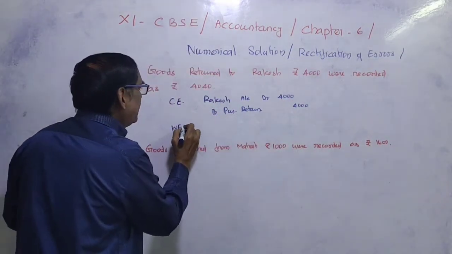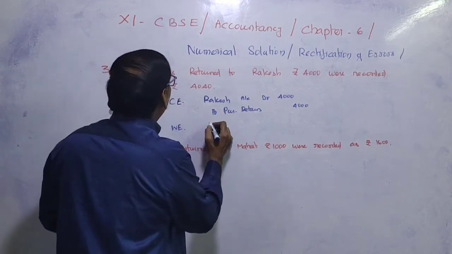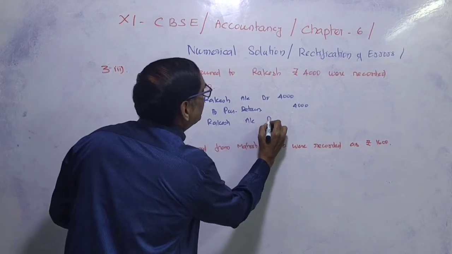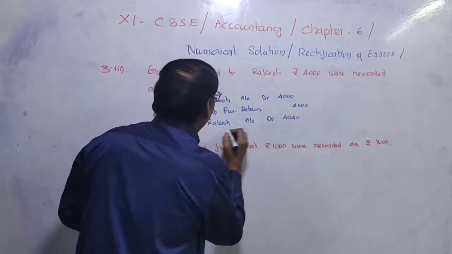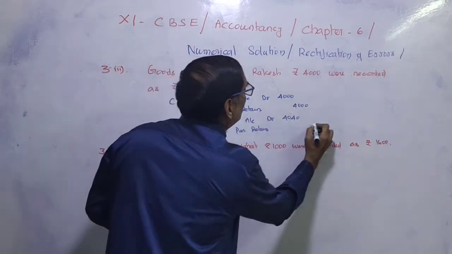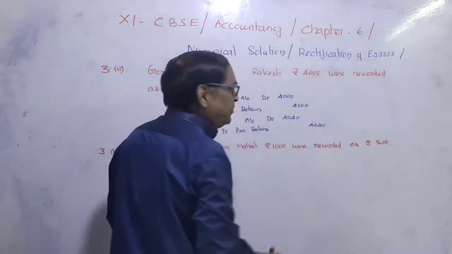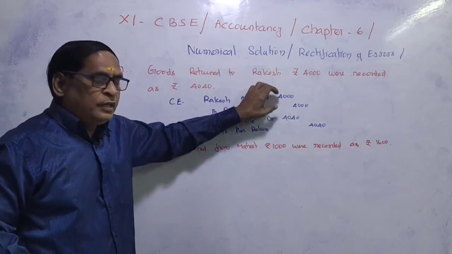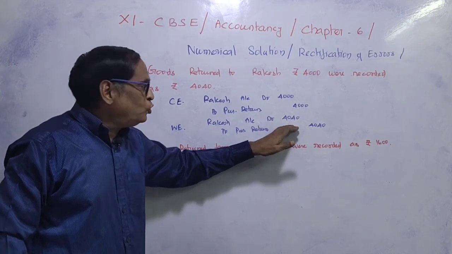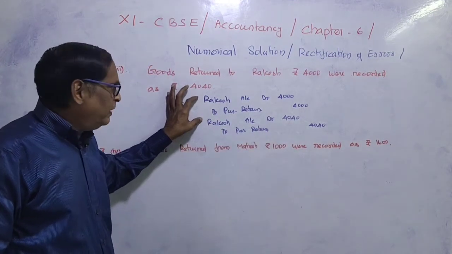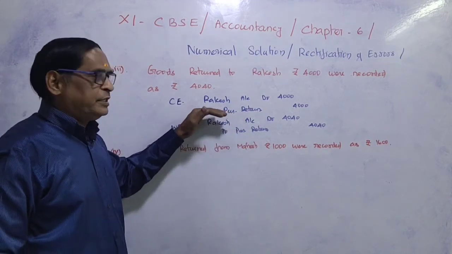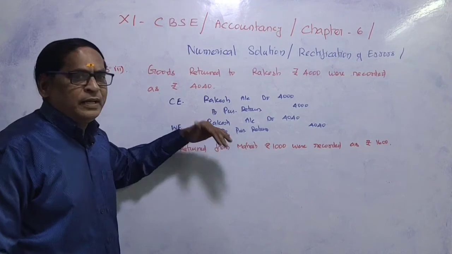But the wrong entry committed is 4,040. So Rakesh account debit 4,040 to purchase return 4,040. That means instead of showing 4,000, they have shown an excess amount of 40 rupees. So the 40 should be cancelled. So the original normal entry will be Rakesh account to purchase return. In order to cancel in both debit and credit, we have to make a reverse entry.